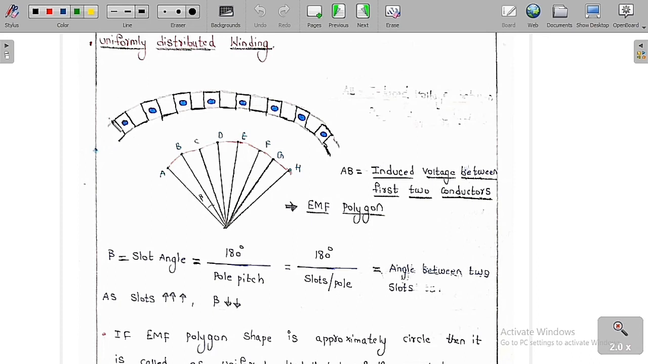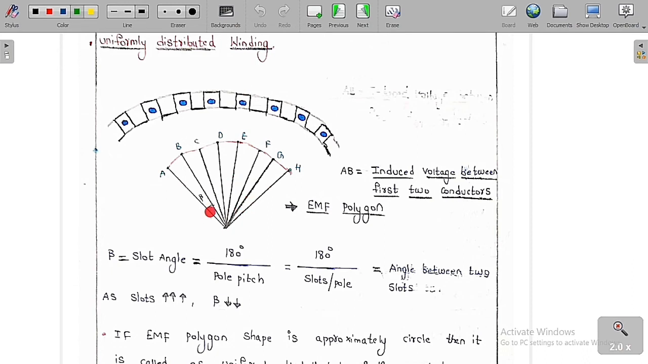So let me consider, suppose this is the stator with slots. In the slots I am going to keep the conductors. This is the reference point O. OA is the EMF which is induced in conductor A, OB is the EMF induced in conductor B, and OC is the voltage induced in conductor C. Similarly, OD is the voltage induced in conductor D, OE is the EMF induced in conductor E, OF is the induced EMF in conductor F, OG is the induced EMF in conductor G, and OH is the induced EMF in conductor H. So this is the overall diagram we are going to get.